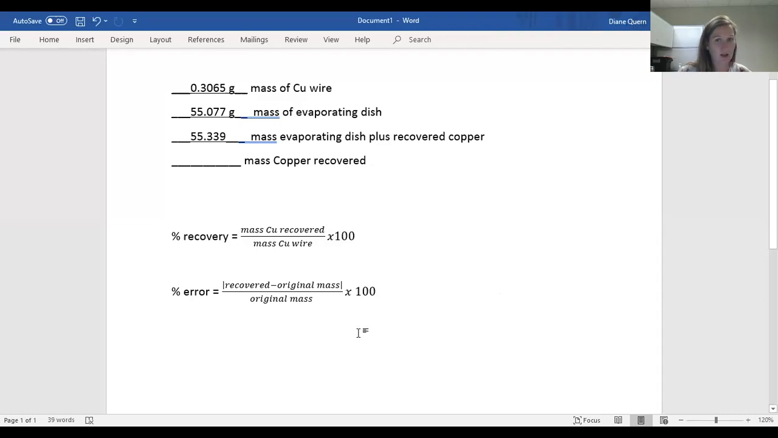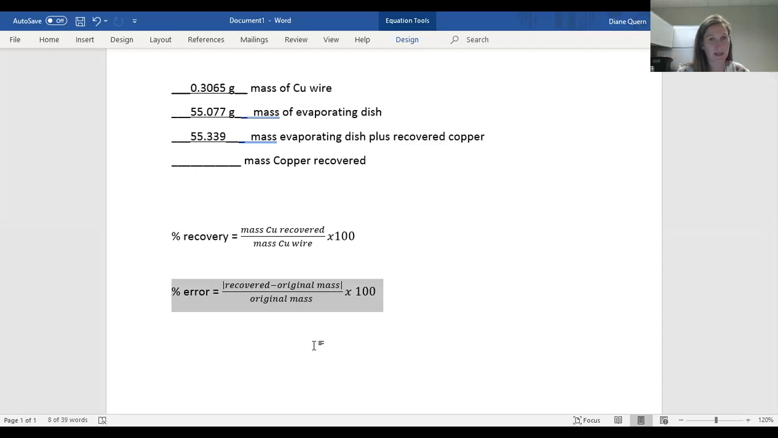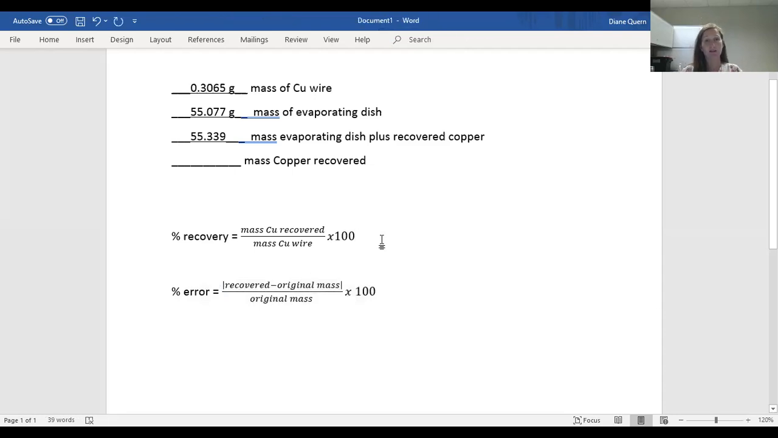For the percent error calculation, you're going to be using this equation here, and you're going to take the recovered amount. So whatever you get from subtracting that 40 minus that 38 amount, that's going to be your recovered. You're going to subtract the original mass of 2.0465, divide it by the original mass of 2.0465, and then multiply by 100.